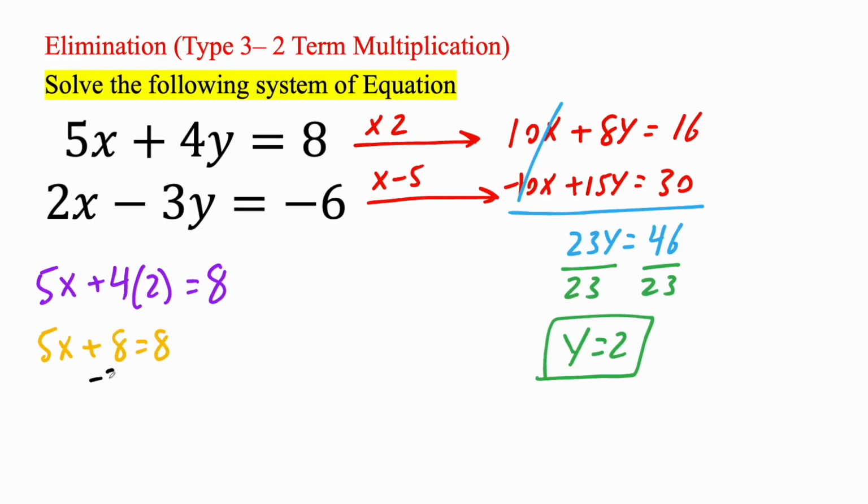And so now we can subtract 8 on both sides. And so we'll have 5x is equal to 0. At this point, you can go ahead and divide by 5, and we know x is equal to 0. Now, it's always a good idea to check. So we need to plug into both equations.